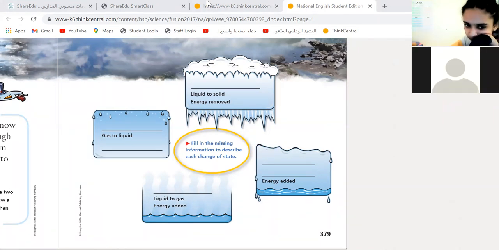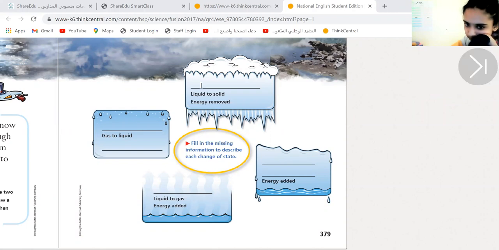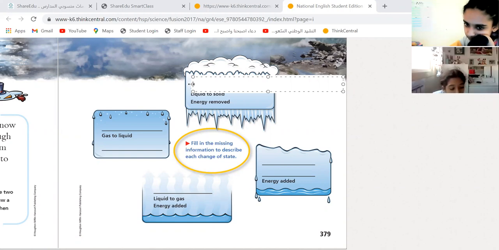When liquid to solid, energy removed. What do I call this process? Liquid to solid, and the energy will be removed. Energy removed means that there is no heat. Heat will be removed. What do I call this process? Take away heat. Yes. What do I call this process from liquid to solid?